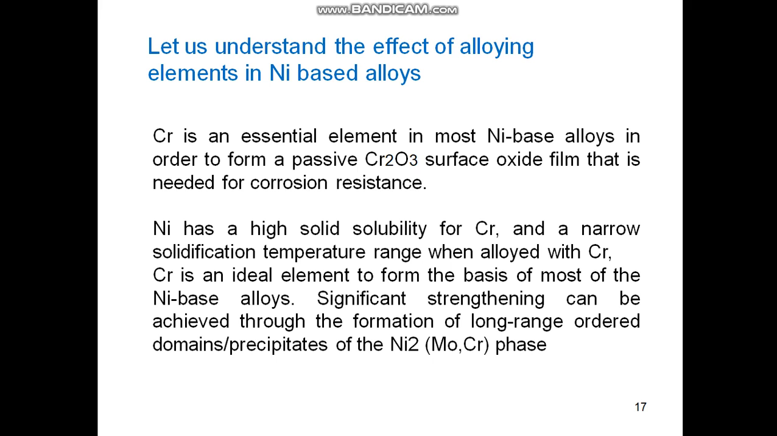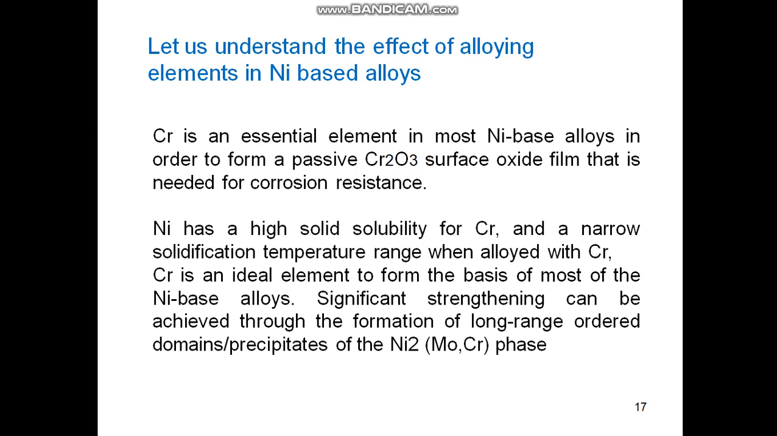Welcome back, friends, to part 2 of the lecture series on weldability of nickel based alloys. Now, having discussed the types of nickel based alloys, solid solution strengthened and precipitation strengthened, and their potential application, it's time to discuss the effect of alloying elements in nickel based alloys.